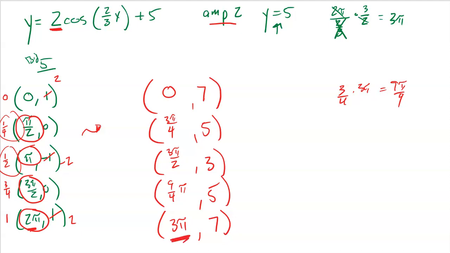I'm saying a full period is now 3 pi. You always start at 0. Half of that is 3 pi over 2. A quarter of that is 3 pi over 4. And 3/4 of that is 9 pi over 4. It's really just multiplying.